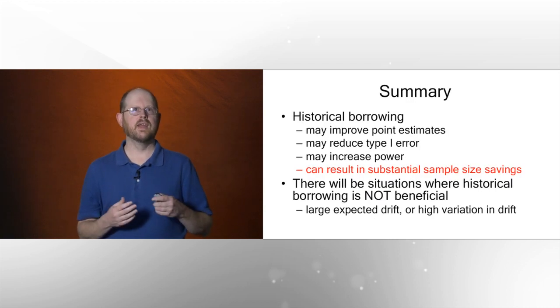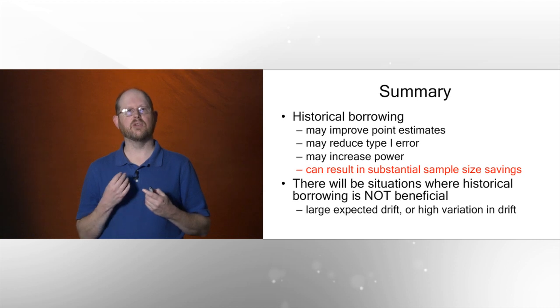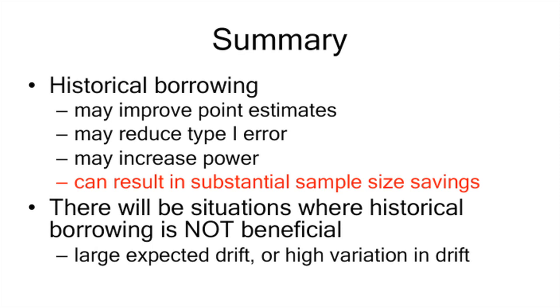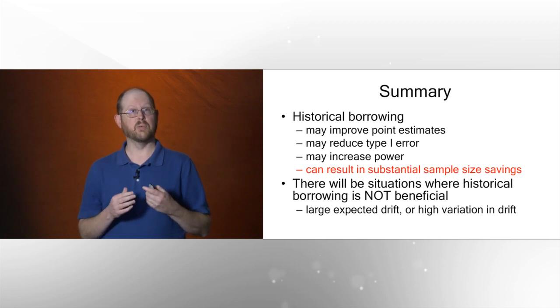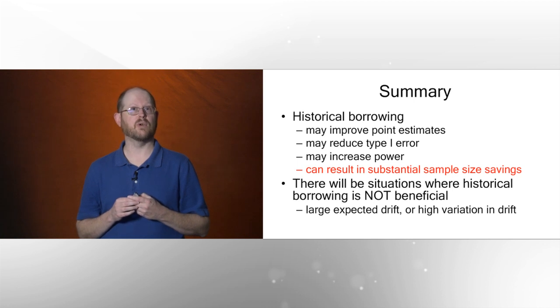So in summary, historical borrowing allows us to improve our point estimates. We get lower mean square error. It also allows us to actually reduce type 1 error. So as long as the drift is small, we reduce the variance. It reduces the type 1 error. We can increase the power. That allows us, if we've increased the power with equivalent sample sizes, what's typically done, of course, is we trade that. So we say, let's get the same power, but let's reduce the sample size. Let's run a smaller trial that can do equivalently well.